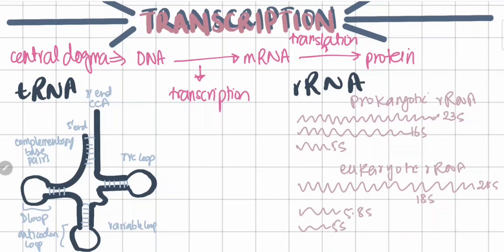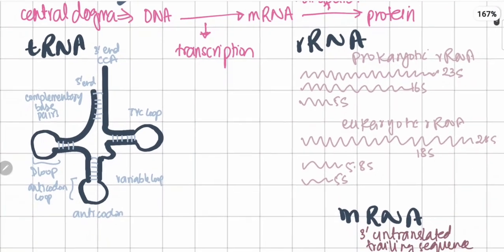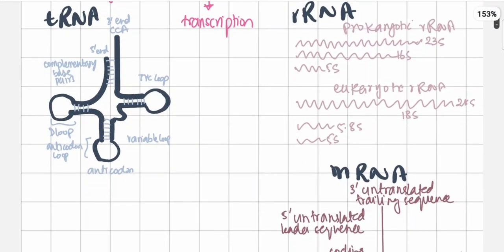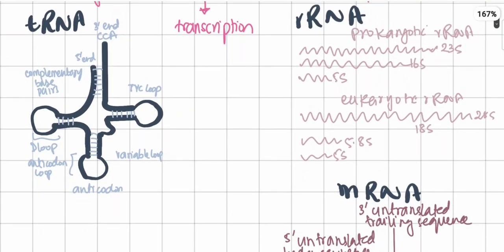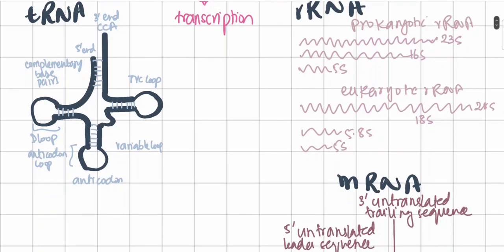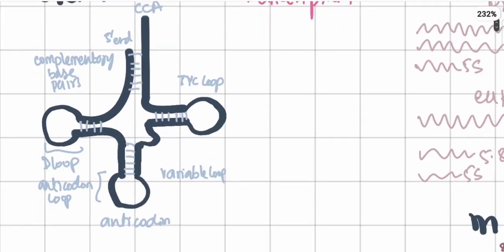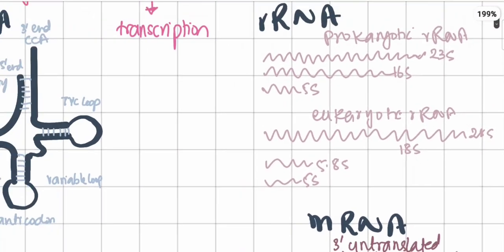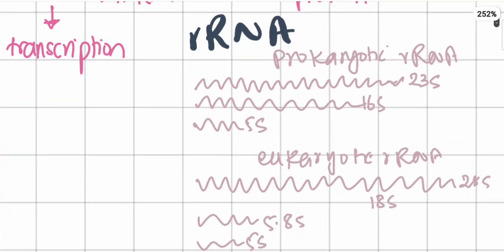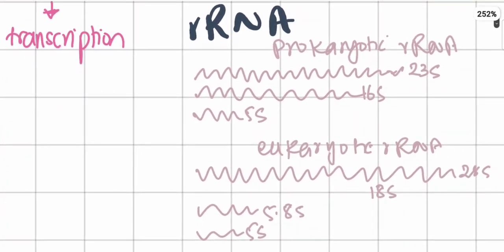Right? So before getting into transcription, we are first going to look at different types of RNA. There are three major types of RNA: tRNA, rRNA, and mRNA. We start with the most basic, the rRNA. The rRNA is basically ribosomal RNA.